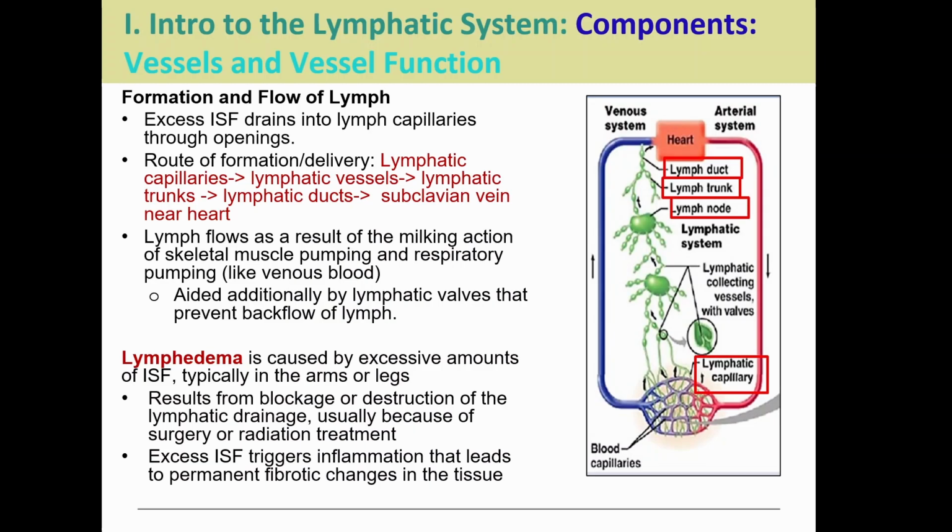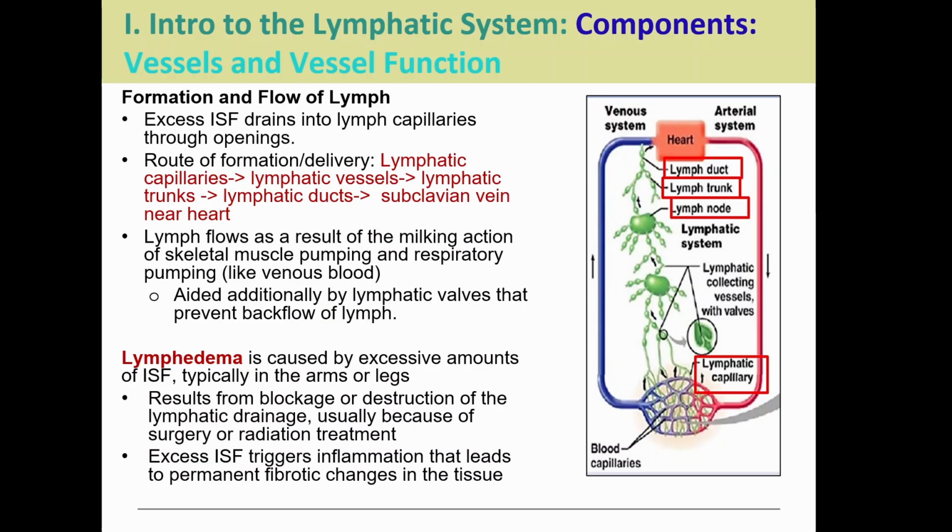So all of this extra interstitial fluid is going to drain into lymphatic capillaries through these little openings. We go from lymphatic capillaries to lymphatic vessels to lymphatic trunks to lymphatic ducts to the subclavian vein near the heart. So that's the pathway we're taking.